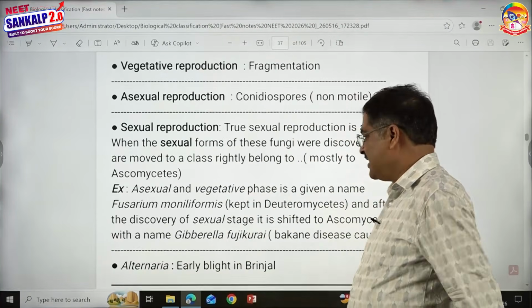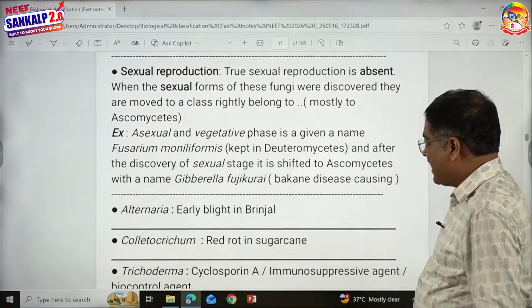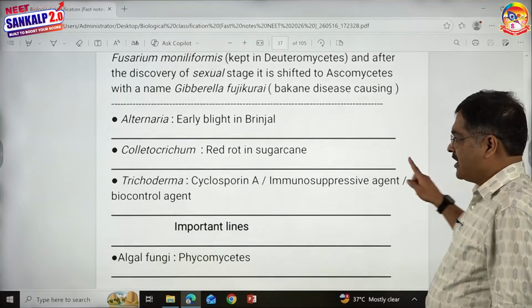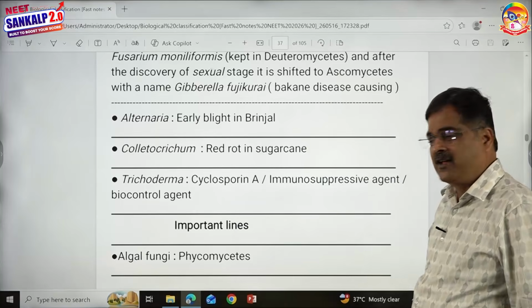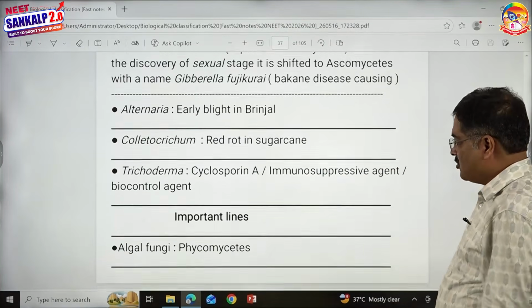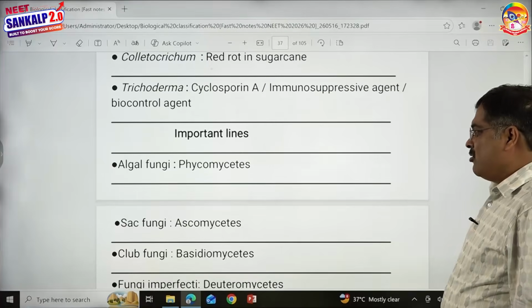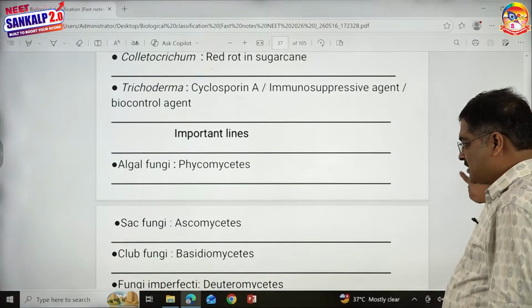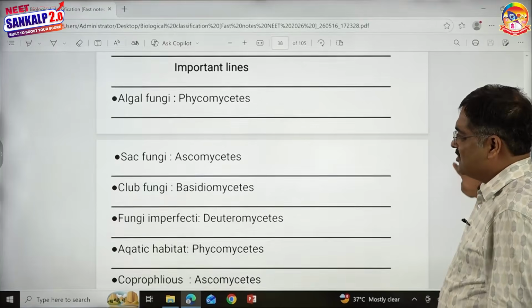That's enough. More than this is not needed. Early blight in brinjal, Colletotrichum, red rot in sugarcane, Trichoderma. In the microbes chapter you studied about cyclosporin A, immunosuppressive agent, or biocontrol agent. Oh, come on. This looks a little boring for you now because you have already gone through all this. All right, so just run through this.